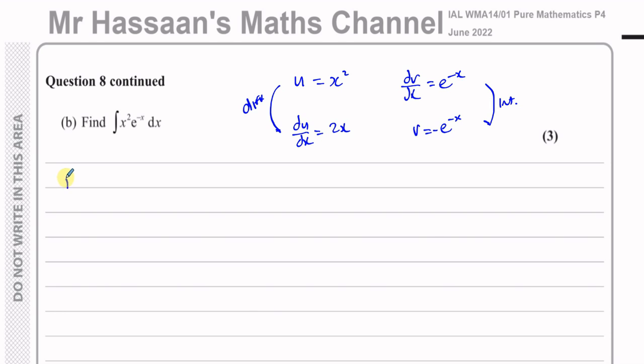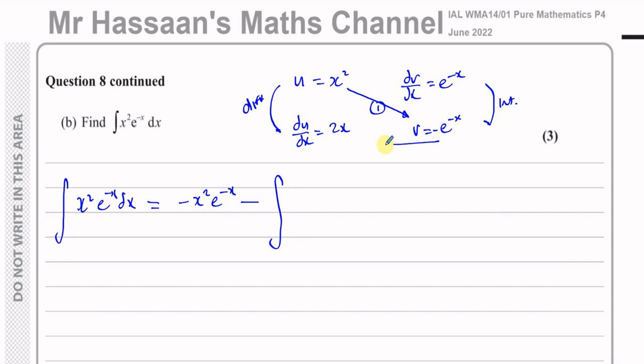Now, when you are integrating x squared e to the power of negative x dx by parts, that's equal to, first, u times v, which is x squared times minus e to the power of negative x, which is minus x squared e to the power of negative x. Then you subtract from that the integral of the product of these two. So you're going to have 2x times negative e to the power of negative x with respect to x. We'll keep the first part as it is.